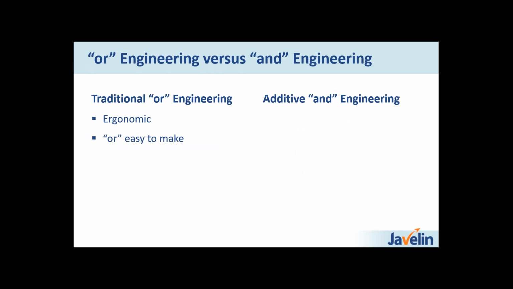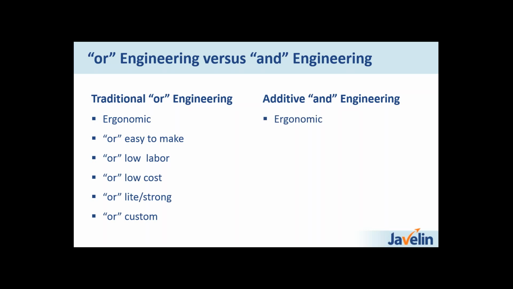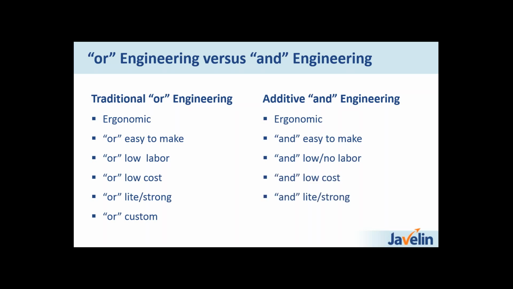Historically, things could be ergonomic, curvy, and swoopy, or they're easy to make: rectilinear, round, square. It could take very little time to make, or it could have a low cost, or it could be light and strong. So we have to make balancing decisions in the OR engineering process. As we move over to AND engineering, we can be ergonomic, and it can still be easy to make. There'll be no labor, and it'll be low cost, and we can still make it strong because we can put the plastics where we need them, not where they're left in the traditional process.